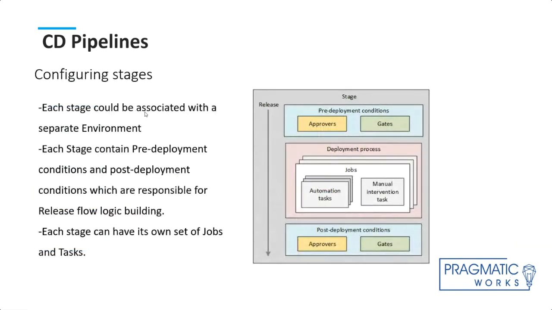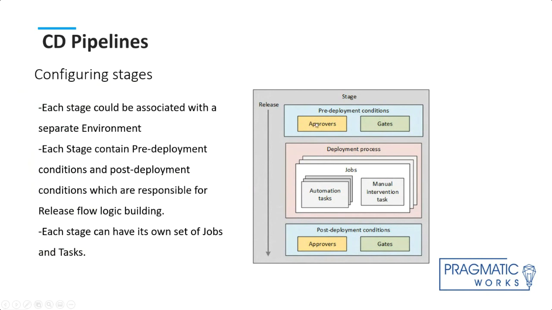Okay, let's talk about stages. Stages inside the pipeline are mostly related to a specific environment, and each stage contains some pre-deployment conditions and post-deployment conditions, which are responsible for the release logic. So as you can see here, pre-deployment conditions always have approvers and gates.